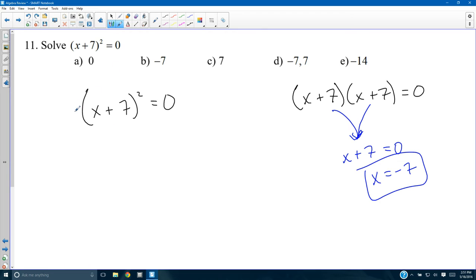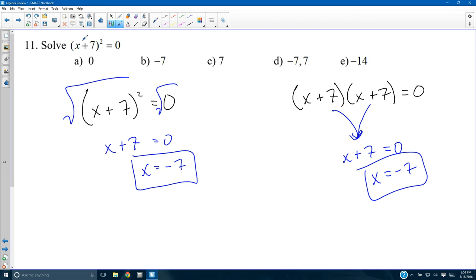Same thing here. The backwards approach is you take the square root of both sides, and x + 7 is 0 in that sense. So no matter what you do, you're just going to get one solution. It's -7. Positive 7 doesn't work here. 7 plus 7 is 14. 14 squared is 196. That's not 0. This is the only one that seems to work. 0 isn't it either. 0 plus 7 is 7.